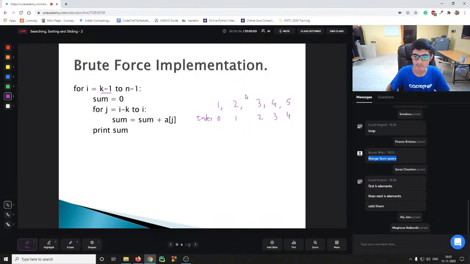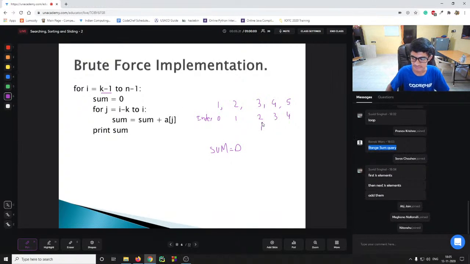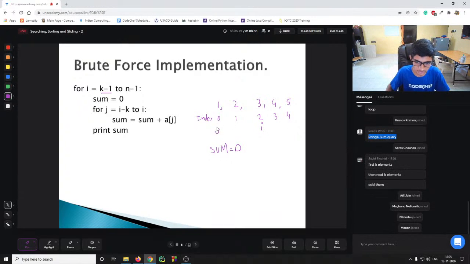So now let's start from index 2. So we are going to be starting at index 2, and we are going to initialize sum as 0. So the sum is equal to 0 initially, and then for j equal to i minus k to i, so i is equal to this index. Please remember that i is equal to this index right now because it starts at k minus 1 and ends at n minus 1. So we are going to be initializing j as this index.